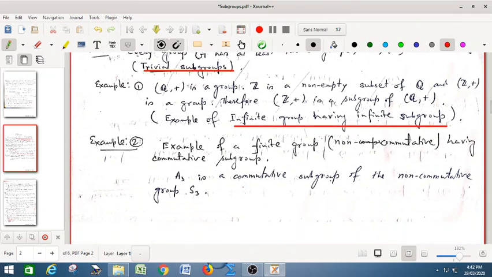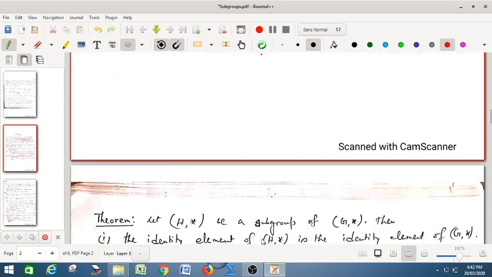Next, if students ask a question, can you give me an example of a finite group having a commutative subgroup? Yes, this is very, very important. A finite non-commutative group. An example of a finite non-commutative group having a commutative subgroup is a very, very important example. Yes, there is an example. A3 is a commutative subgroup of the non-commutative group. A3 is the alternating group, you know that, and S3 is the symmetric group. So A3 is a commutative subgroup of the non-commutative group S3. We will look at more examples later.